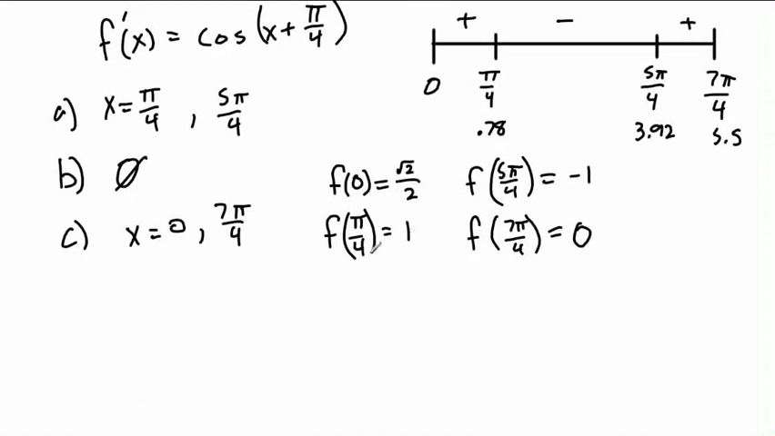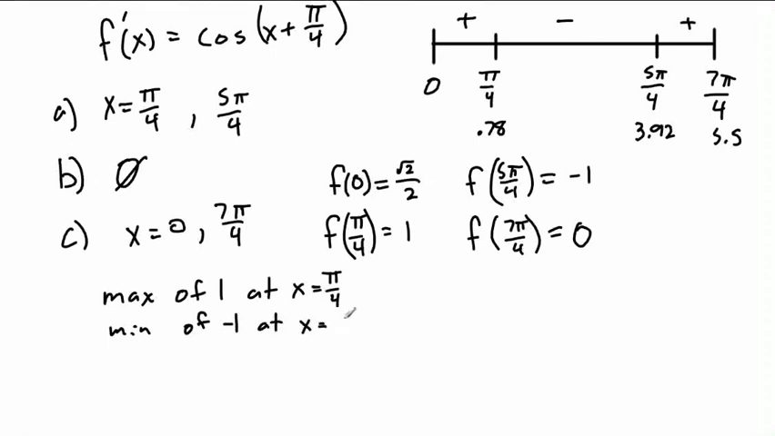Now we got to talk about my max and min. Well, my max is going to happen here because that is the highest out of all 4 of these points. So we are going to have a max of 1 at x equals pi fourths. And then we are going to have a minimum here. So we're going to have a minimum of negative 1 at x equals 5 pi fourths.